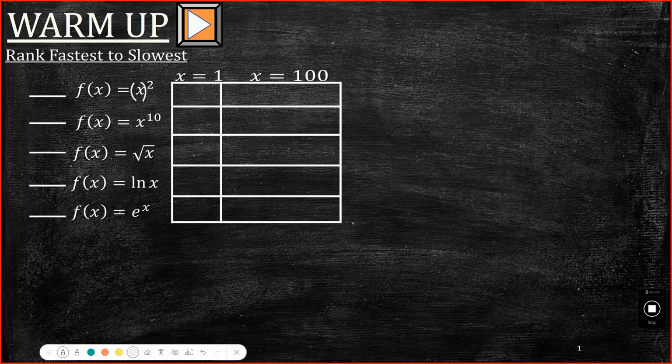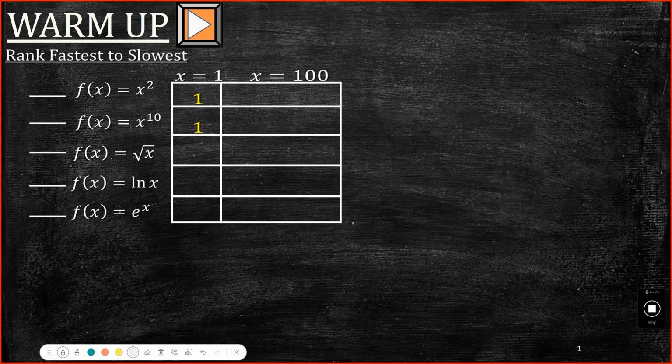If we plug in x is 1, what is 1 squared? 1 times 1 is 1. So this one is going to be 1. We can quickly do this: if you plug x is 1 into x to the 10th power, what's 1 to the 10th power? 1 times 1 times 1, it's going to be 1.